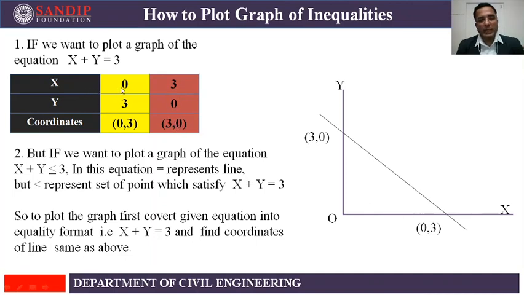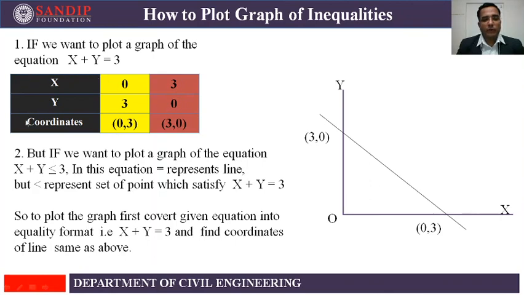So first put x is equals to 0 in this equation, x plus y is equals to 3. Then we will get y is equals to 3. Therefore, when x is equals to 0, y is equals to 3. Similarly, when y is equals to 0, then x is equals to 3. In this way we get two coordinates to plot the graph of this equation: 0, 3 and 3, 0.